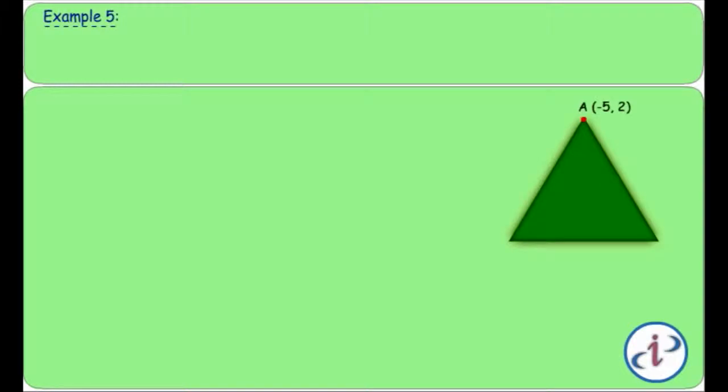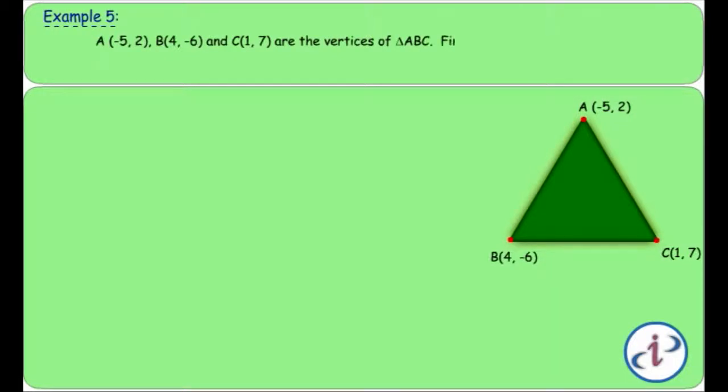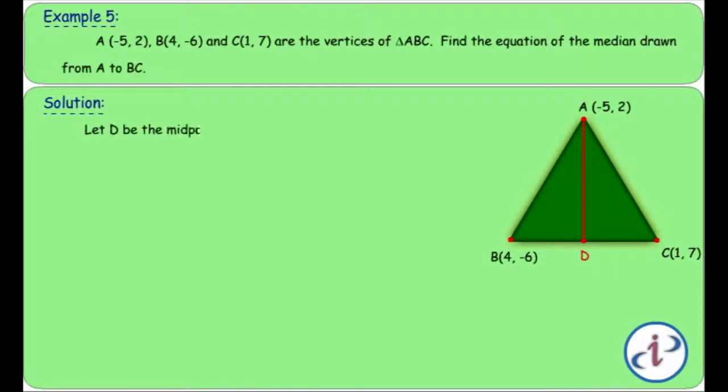Let us look at another example. A(-5, 2), B(4, -6), and C(1, 7) are the vertices of the triangle ABC. Find the equation of the median drawn from A to BC. Let us now consider D to be the midpoint of BC. Using the coordinates of B and C, we get the midpoint of BC, that is D, as (5 by 2, 1 by 2).